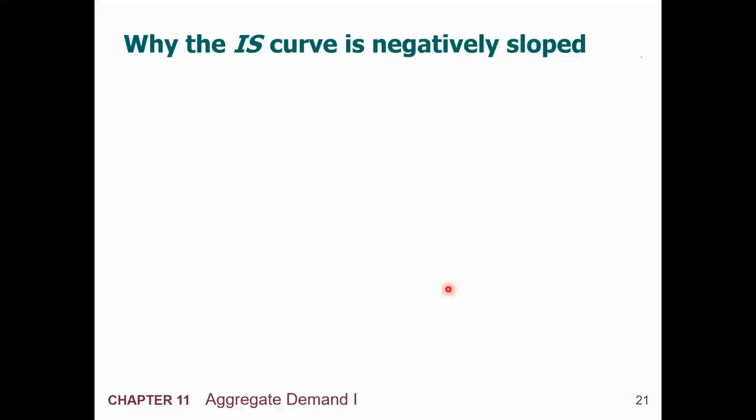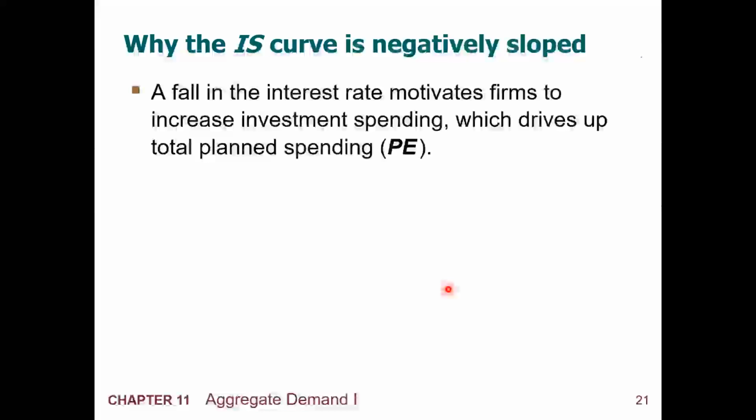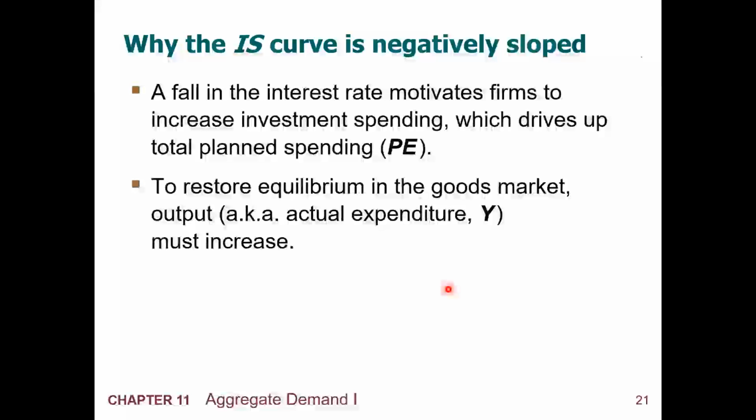Now, why is the IS curve negatively sloped? The IS curve is negatively sloped because a falling interest rate motivates firms to increase investment spending, which drives up total planned spending. To restore equilibrium in the goods market, the actual expenditure must increase.